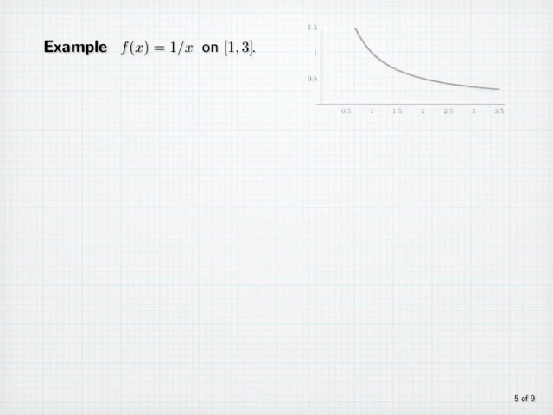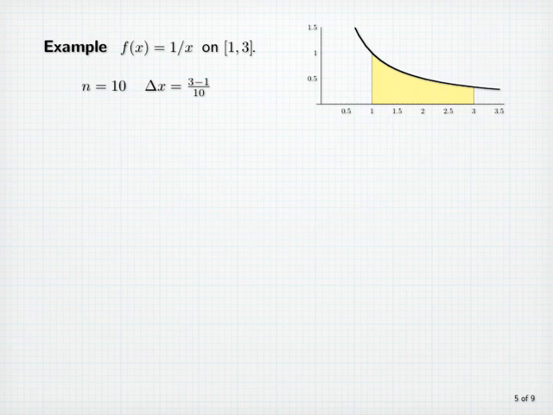Now let's look at another example, this time involving the function f of x equals 1 over x on the interval from 1 to 3. Here's the graph of the function, and we'd like to calculate approximations to the area of the shaded region. Let's first use n equals 10, which gives us delta x equal to (3 minus 1) divided by 10, or 1/5.